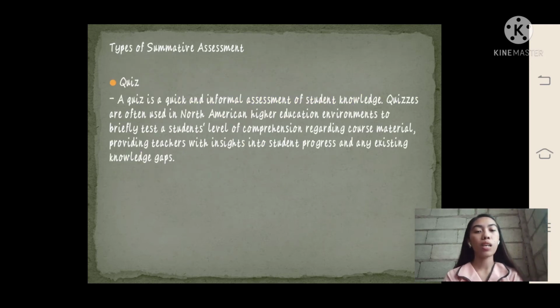There are types of summative assessment. First is the quiz. A quiz is a quick and informal assessment of students' knowledge. Quizzes are often used in higher education environments to briefly test a student's level of comprehension regarding course material, providing teachers with insights into student progress and any existing knowledge gaps.